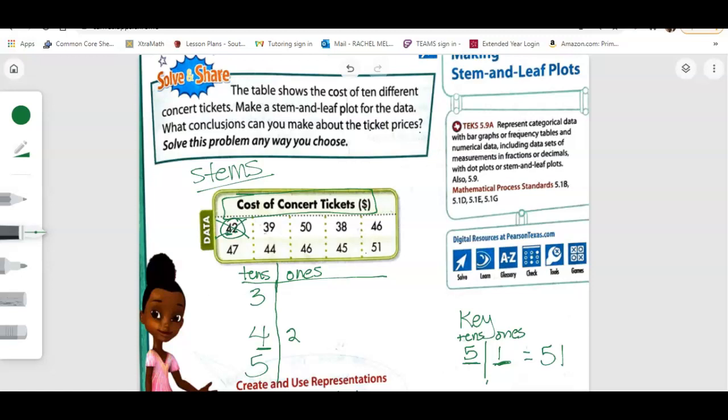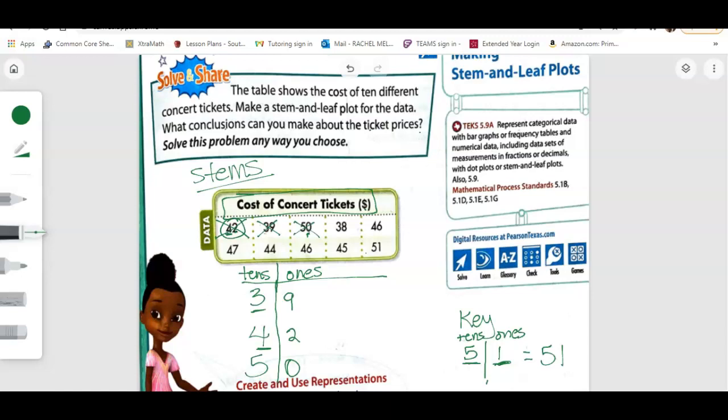Okay. I'm going to look here. I'm going to say, ooh, this is a 39. So it needs to go in with the 30s. Okay. And it's a 39. Okay. I have a 50. Okay. 5 in the tens place and a 0 in the ones place. So that goes here, 50.